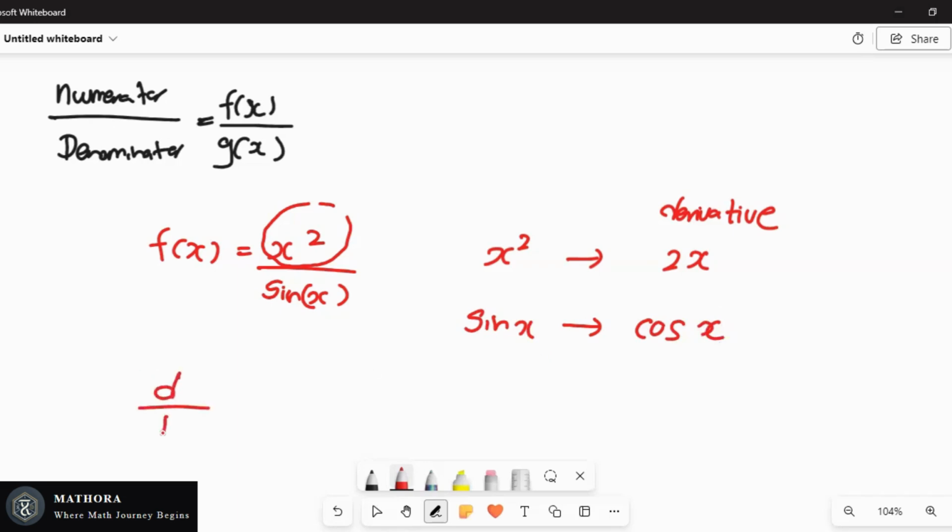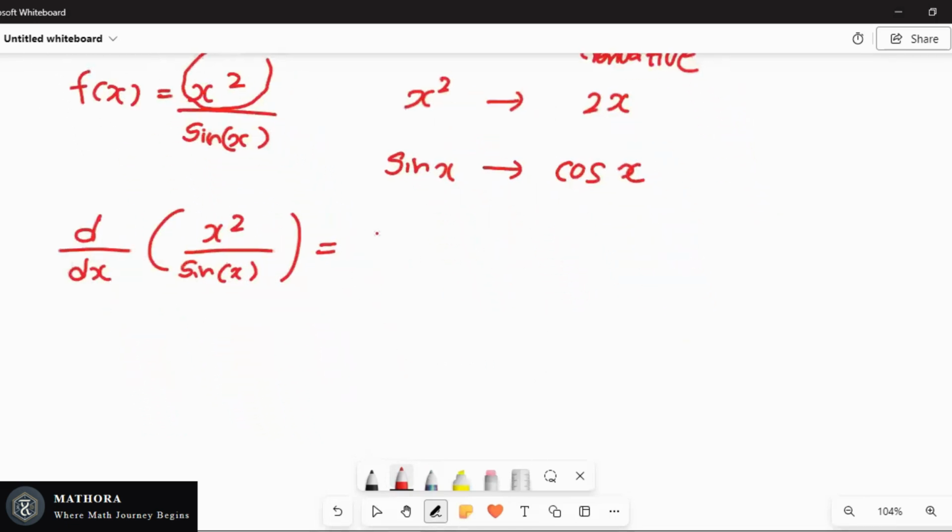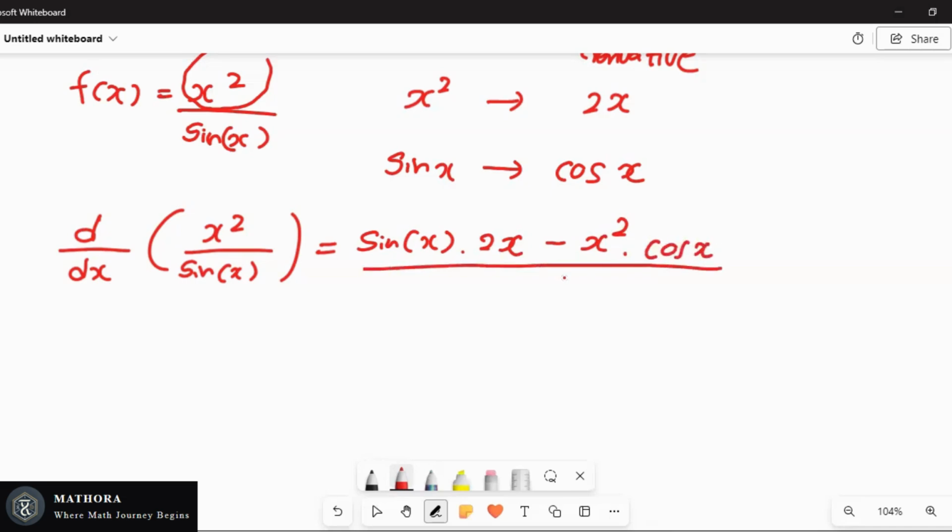d over dx of x squared divided by sine x equals sine x times the derivative of the numerator minus the numerator times the derivative of the denominator. That means sine x times 2x minus x squared times cos x, divided by the square of the denominator, that means sine x squared. So, boom, that's your derivative. Notice how the quotient rule makes this process so much faster than manually breaking things apart. It's easy peasy, right?